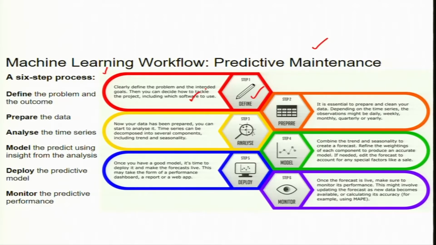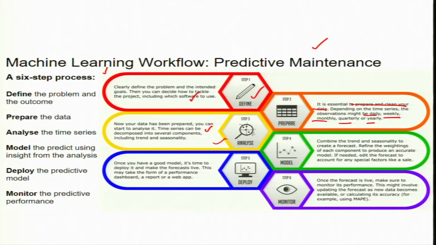Second step is to prepare. The essential thing here in predictive maintenance under preparation is to prepare and clean your data, that is pre-processing. Depending upon the time series, the observations may be daily, weekly, monthly, quarterly or yearly, which require to be classified and prepared in this time series data. Third is to analyze, that is, now your data has been prepared, you can start doing the analysis.